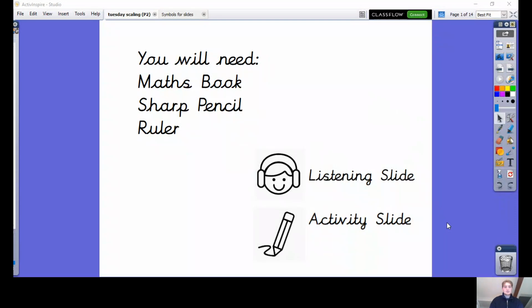Now before we begin, let's just check if we've got these three things here. Let's check if we've got our maths book, a sharp pencil and a ruler. Pause the video if you need to get any of that stuff now. And then let's make sure we're looking at the top right hand of our screen when I'm talking, to see if we're just listening for the slide or to see whether you need to get your pencil ready to do an activity.